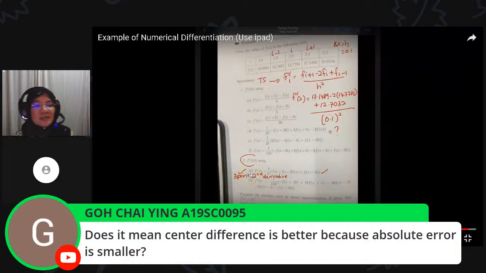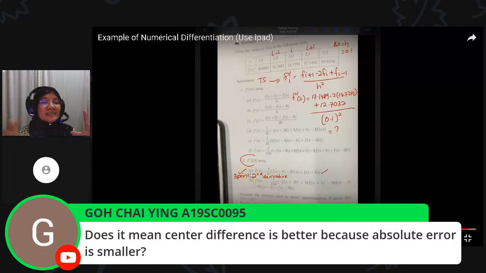So there's a question here. Does it mean center difference is better because the absolute error is small? In this case, yes, because the center difference formula is very broad. It's 1 point on your right and 1 point on your left, so you covered 3 points.